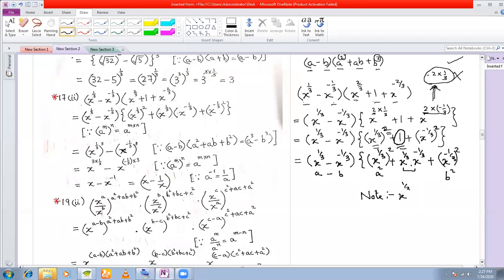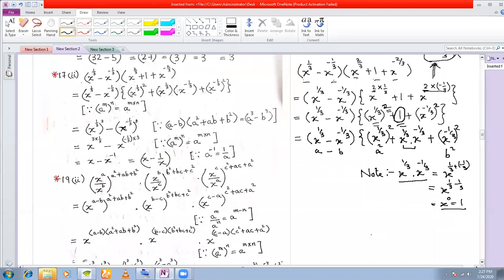X to the power of 1/3 into x to the power of minus 1/3. The bases are same, so you can add the powers, which is equal to x to the power of 1/3 minus 1/3, which is x to the power of 0, which is 1. So x to the power of 1/3 into x to the power of minus 1/3 is 1. So I'm getting my AB term also.